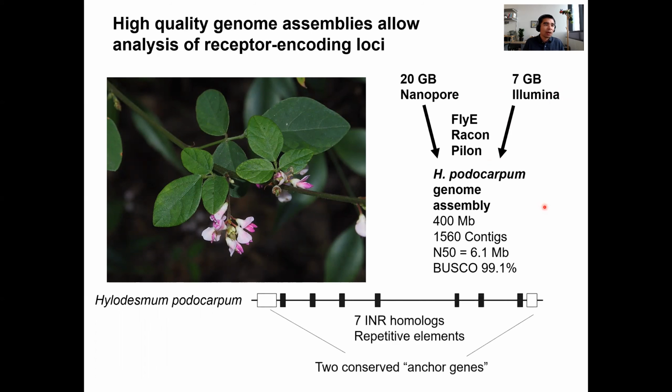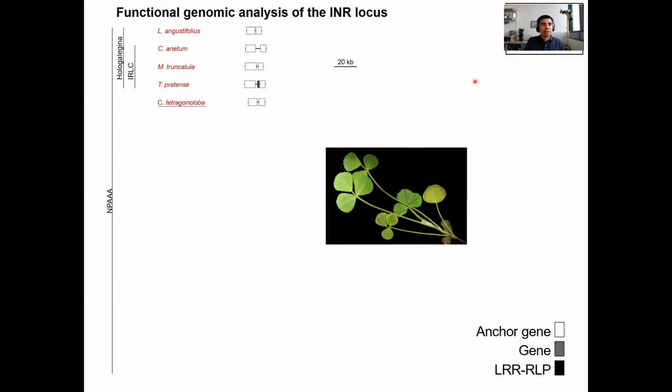So for example, from Hylodesmum podocarpum, we were able to extract a single continuous INR locus with two flanking well-conserved transcription factors, and then a variety of RLP-encoding genes interspersed between various repetitive elements of this complex locus. If we put all of these INR loci in a synteny view across the papilionoid legumes, we start to see some interesting patterns about PRR emergence in evolution.